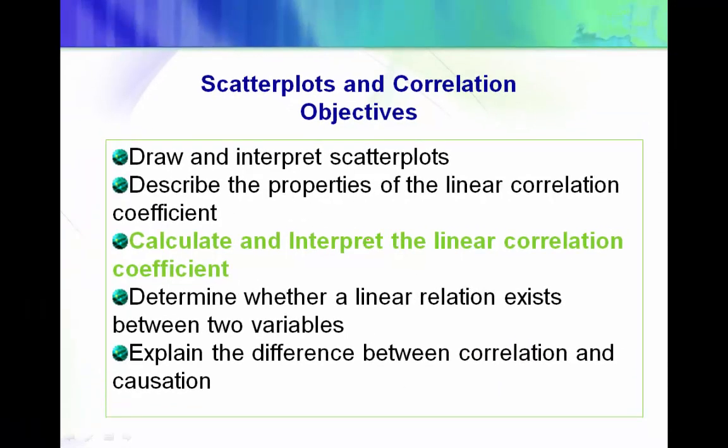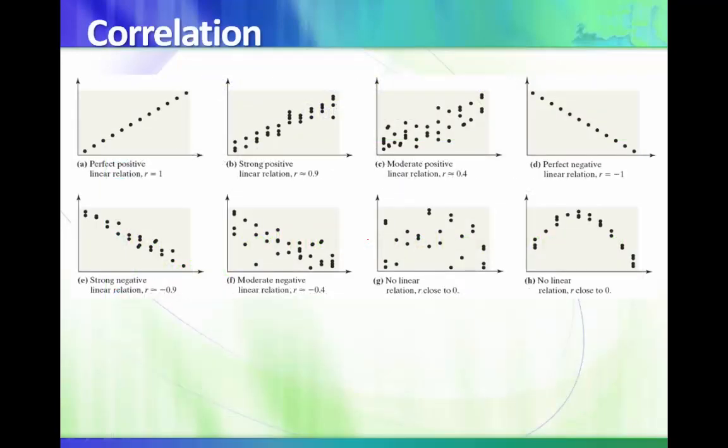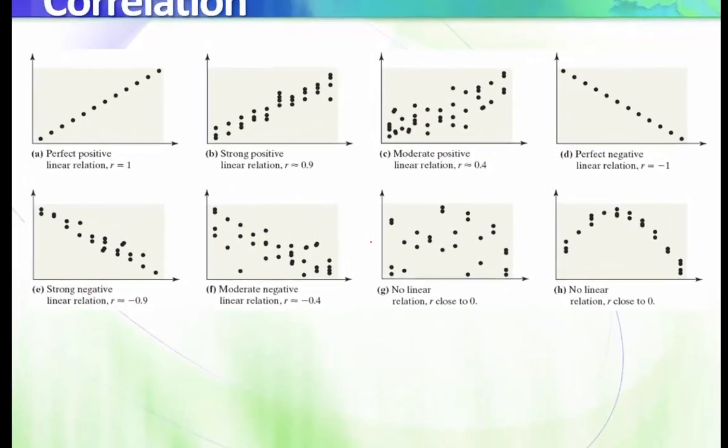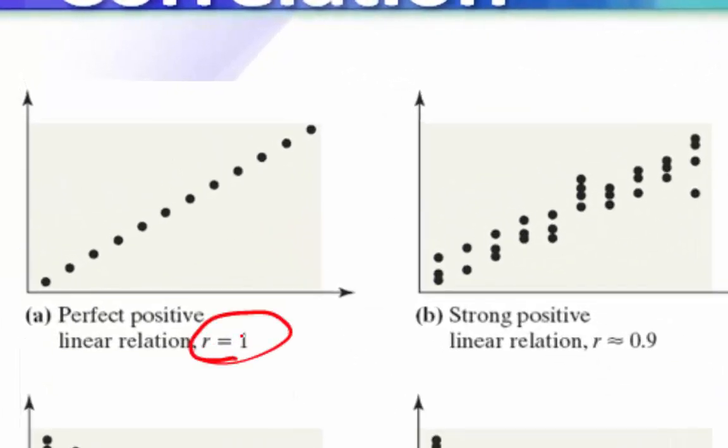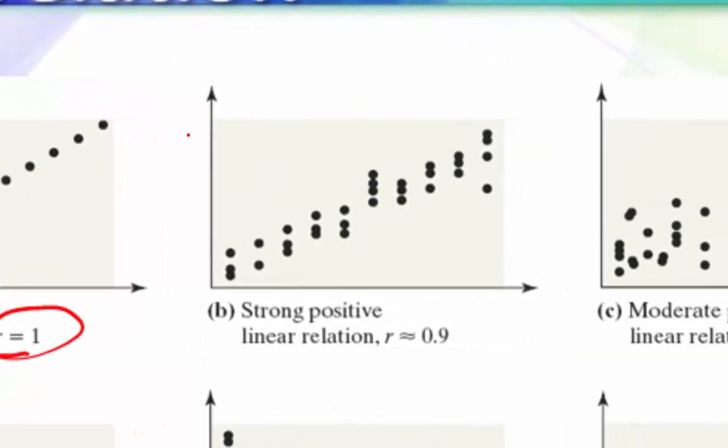Now let's look at calculating and interpreting the linear coefficient. Actually, you'll use software to calculate, but once you calculate it, then you need to be able to interpret it. So again, we have more examples. We start off with a perfect positive correlation, which would be an R value of 1. And then we move to about a 0.9, and you can still see that line in there, but the points are not as tight on the line as a perfect correlation.